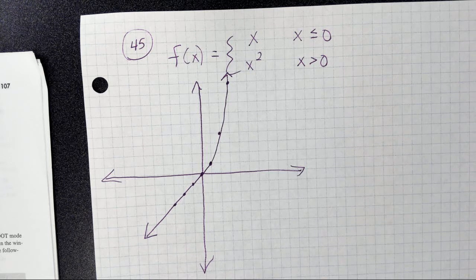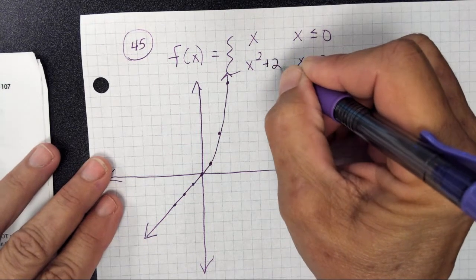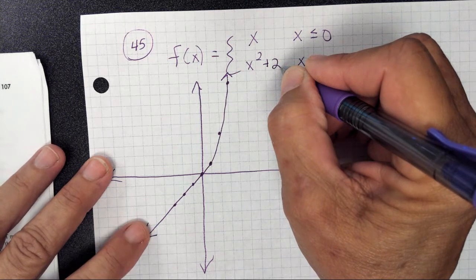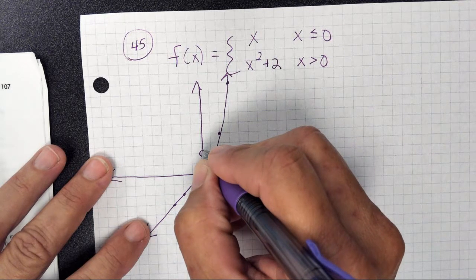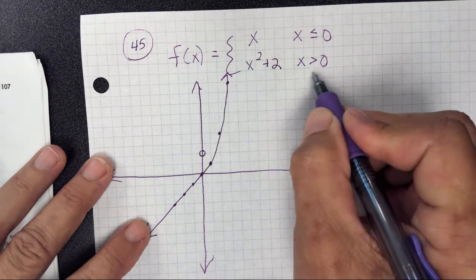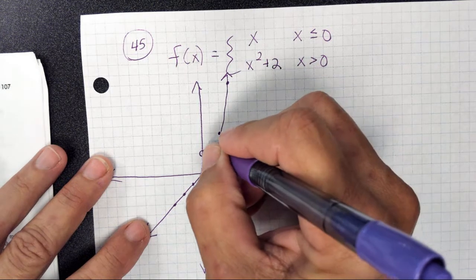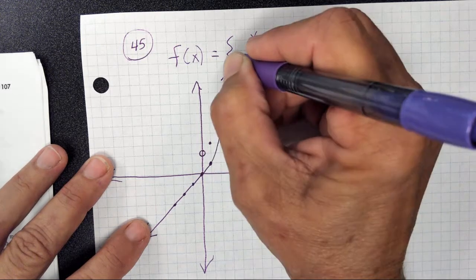Okay? Now, let me try to reiterate the open and closed circle just a little bit here. If this instead had said x squared plus 2, I would take my parent parabola and move it up. So at 0, 2, I would have an open circle because the 0 is not included. At 1, I would have a 3. At 2, I would have a 6. At 3, I would have an 11.